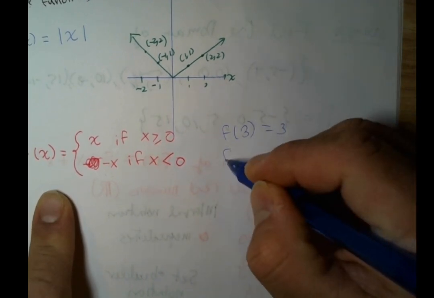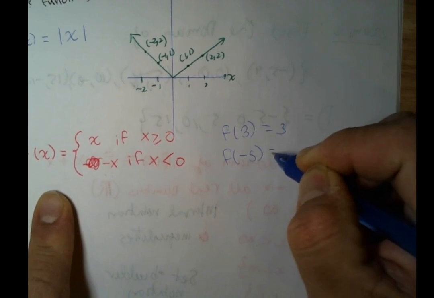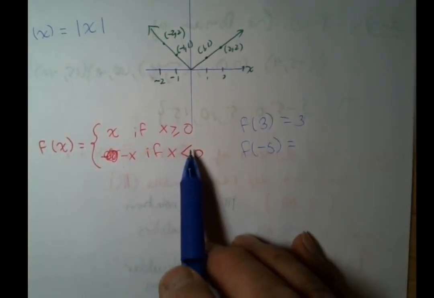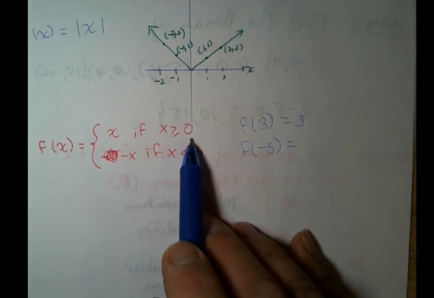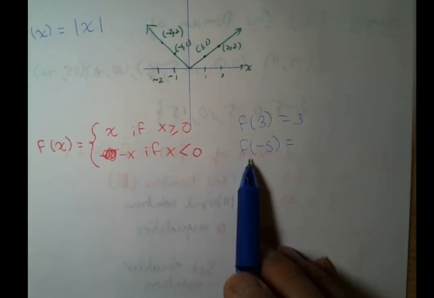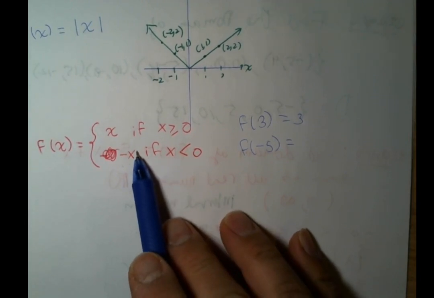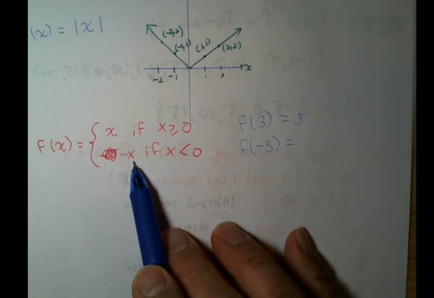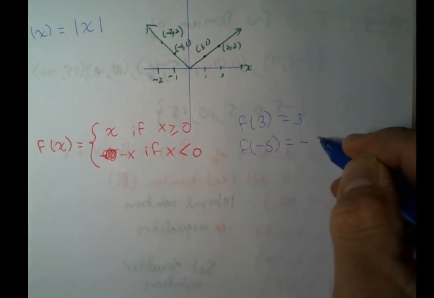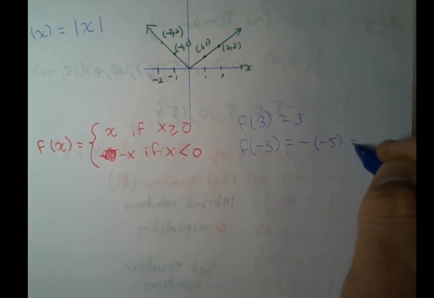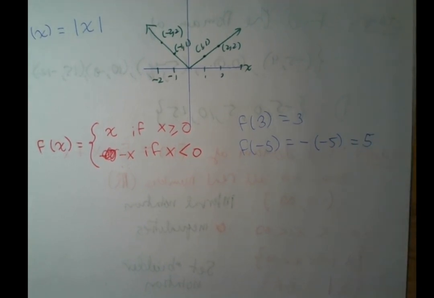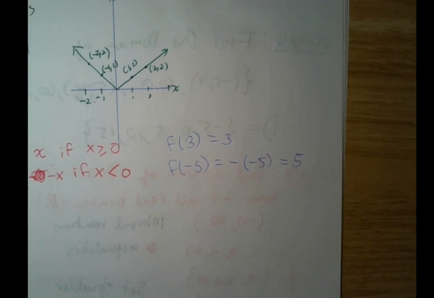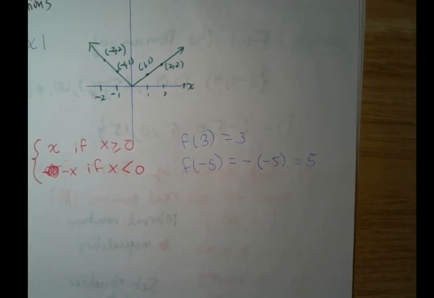Now how do I evaluate f of negative 5? Again, look at your restrictions here. Which condition does this fall into? Is it greater than or equal to 0 or less than 0? This is negative, so it is less than 0. So what do we do here? We use this part of our piecewise function. So it's the opposite of whatever x is. In this case, we get 5. See how it works exactly like my absolute value function, except this time it is a piecewise function.